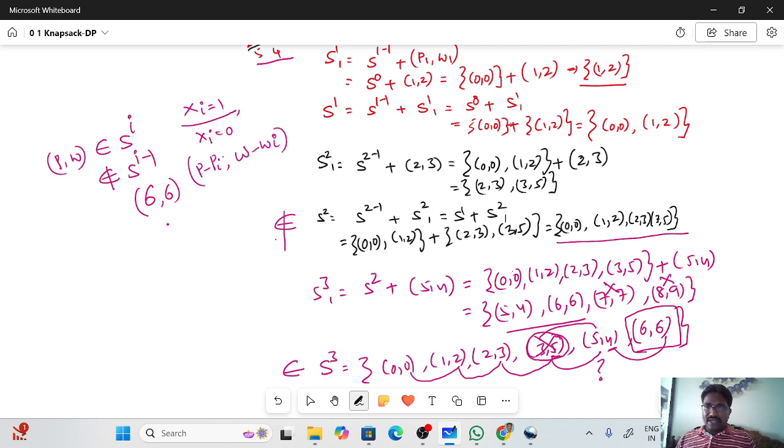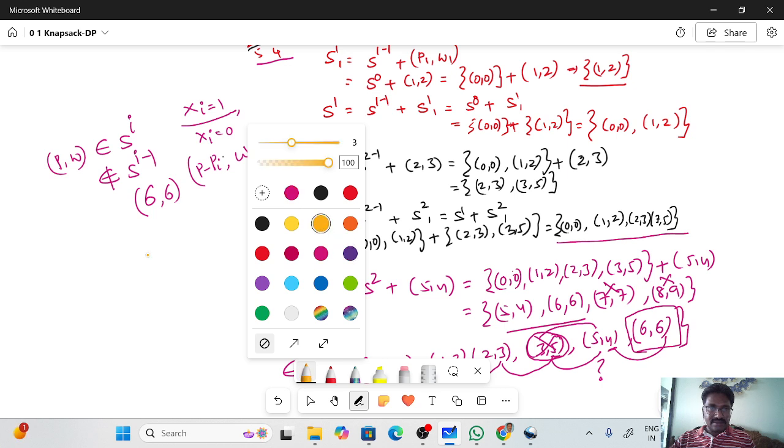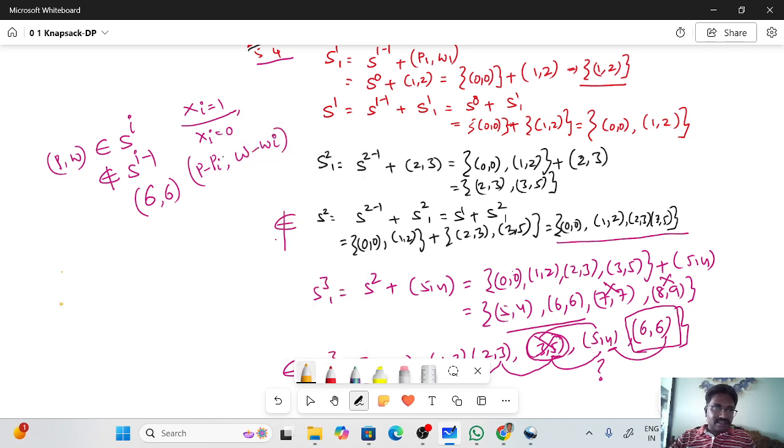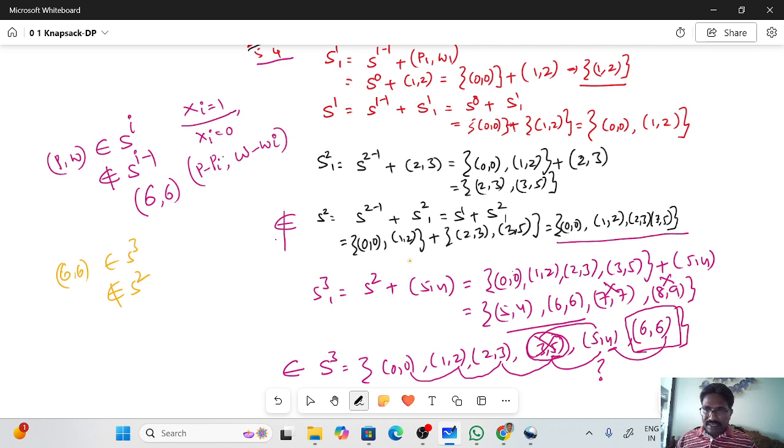Now we are going to check this solution with the help of these formulas. So what is the final pair we are getting? 6 6. So I am going to write here 6 6 belongs to S3. Yes. I am going to check whether it does not belong to S2 or not. S3 has 6 6 and S2 does not have 6 6. Yes, the condition is true.